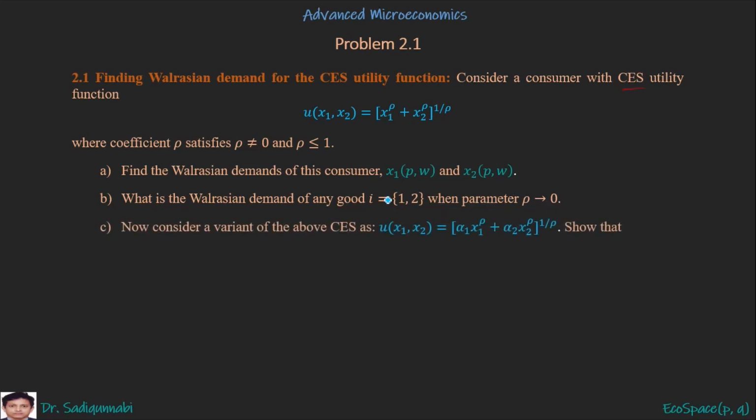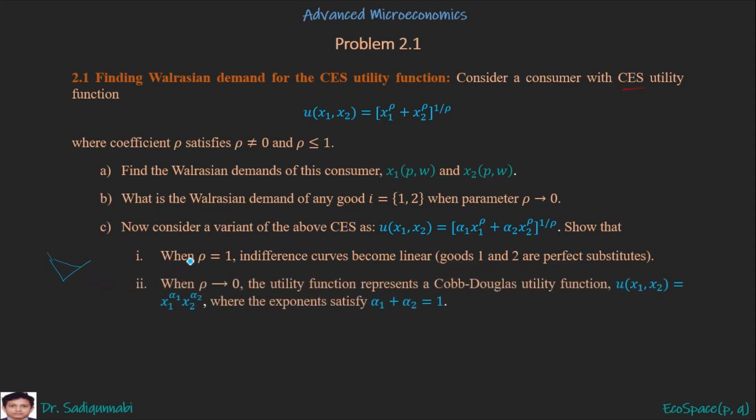Now consider a variant in the above utility function. We have to show that when rho equals 1, indifference curve becomes linear. When rho tends to 0, indifference curve represents a Cobb-Douglas function. The exponents satisfy alpha plus alpha 1 plus alpha 2 equals 1.